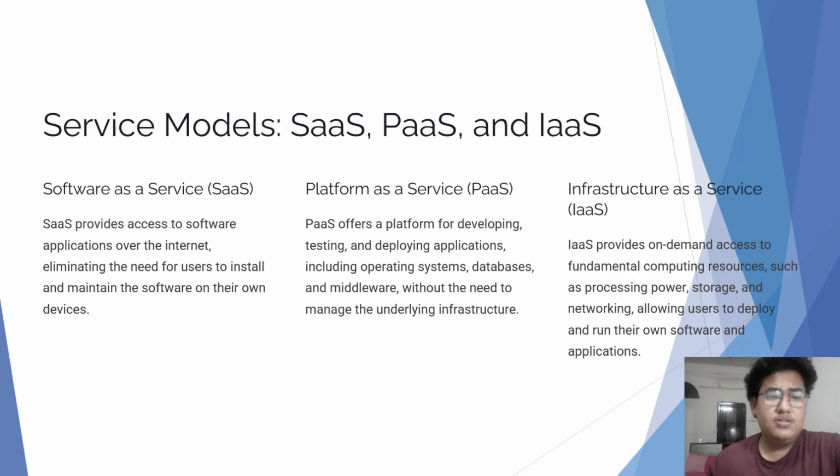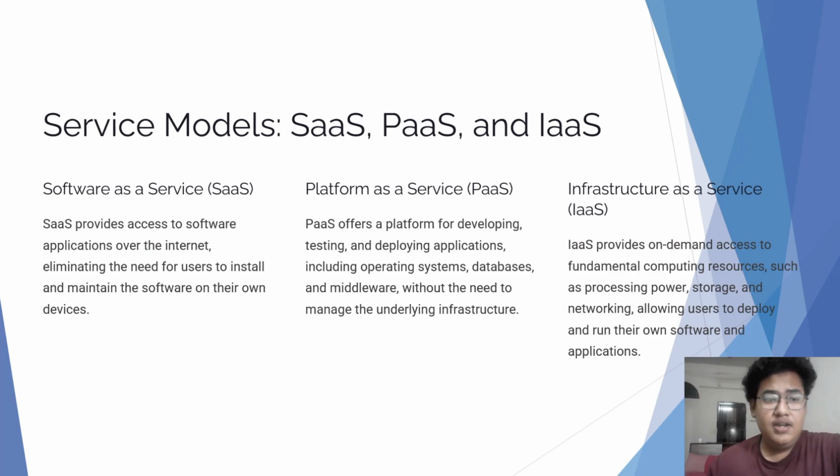Examples include tools like Google Workspace, Dropbox, and Microsoft 365. The other model is platform as a service, or PaaS. PaaS provides a platform for developers to build and deploy applications without handling the underlying infrastructure. For example, if you are building an app, a PaaS solution provides the environment, that is the servers, database and frameworks you need to develop, test and deploy without worrying about the hardware. Common examples include Google App Engine and Microsoft Azure.